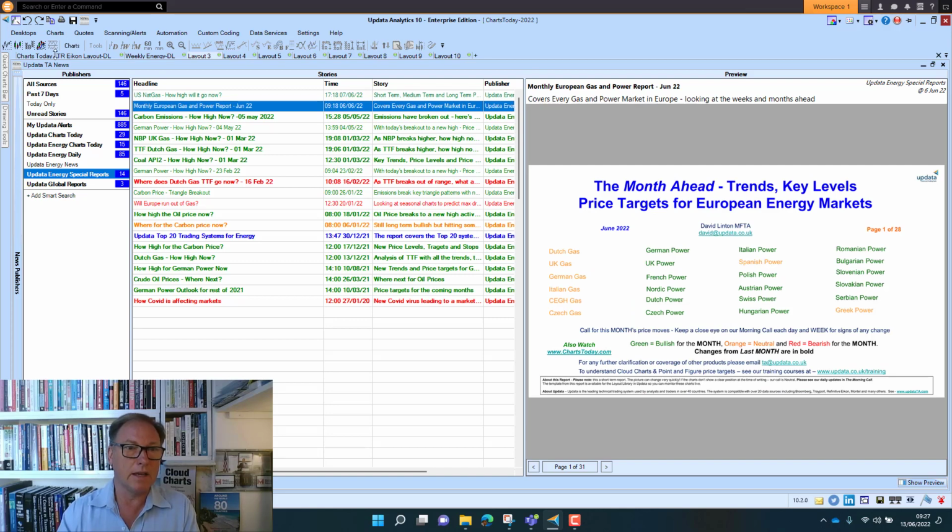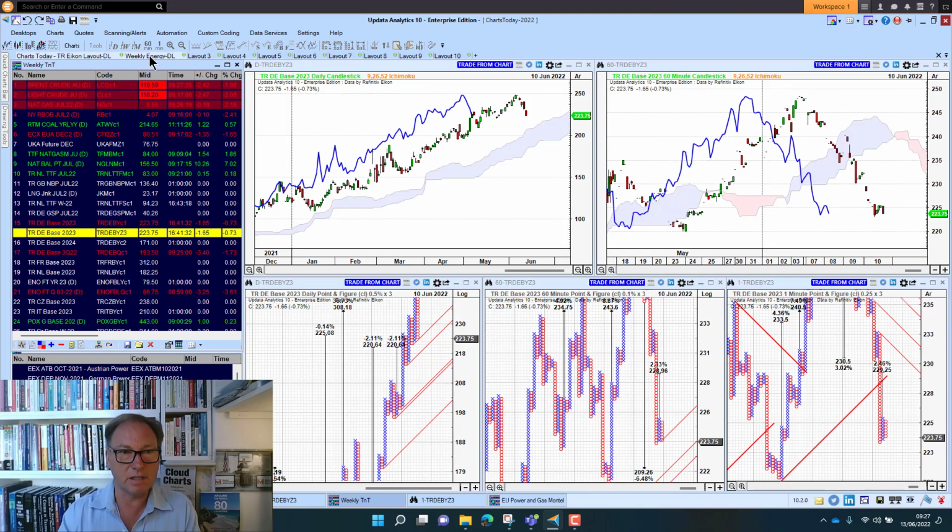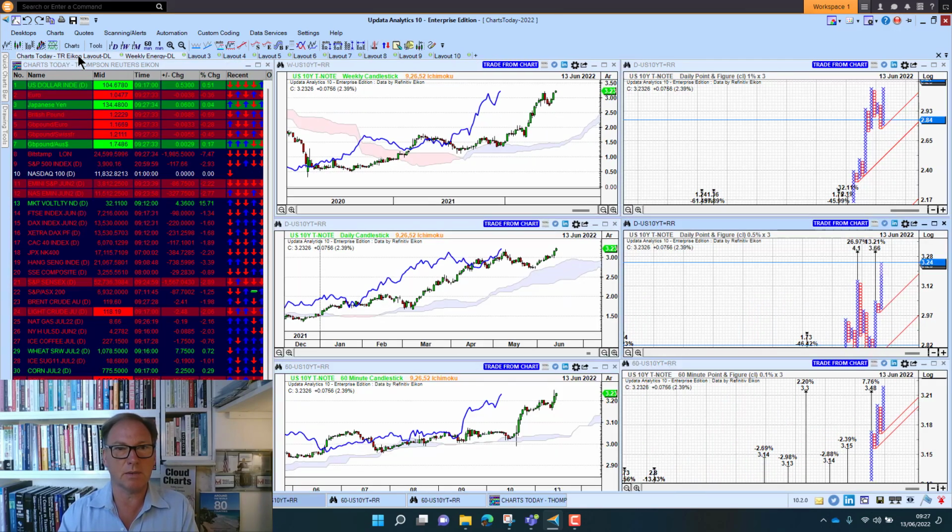So basically, keep an eye on those targets. But this week is going to be a very tricky week for markets in general. Seeing a lot of bearish sentiment kicking in.